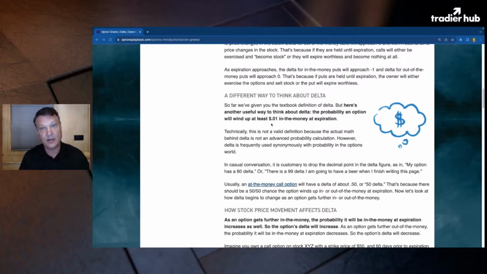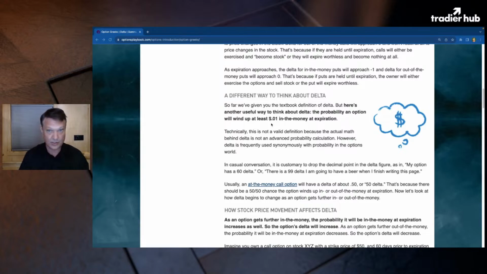So the probability with the stock at 52 on my 50 strike call option of it finishing 1 cent in the money is much higher than when the stock was at 50. So the delta will reflect that. And the opposite is also true. If the underlying stock goes down in that instance, well, then the delta is going to decrease. And on the way down, my option contract's going to move at a slower rate.